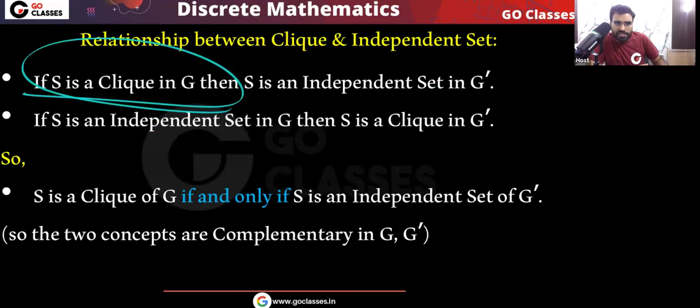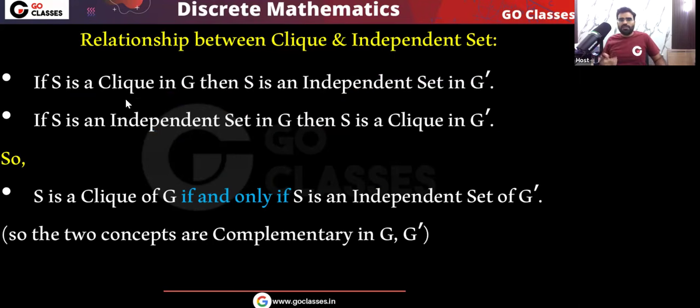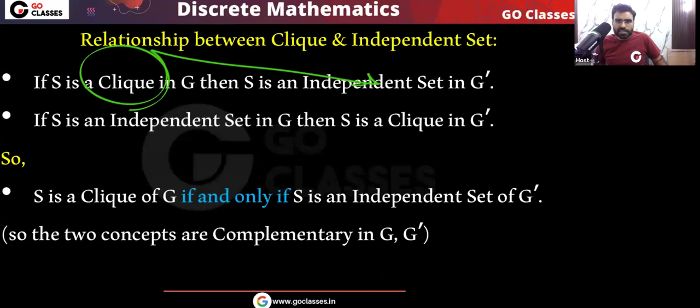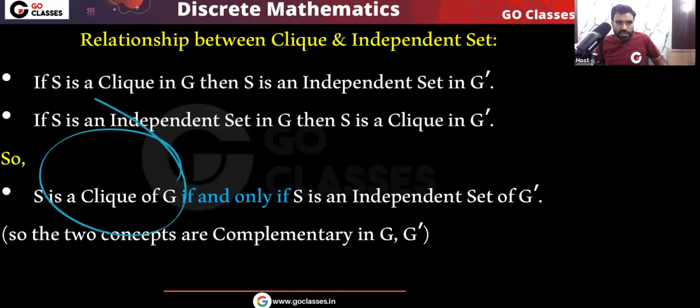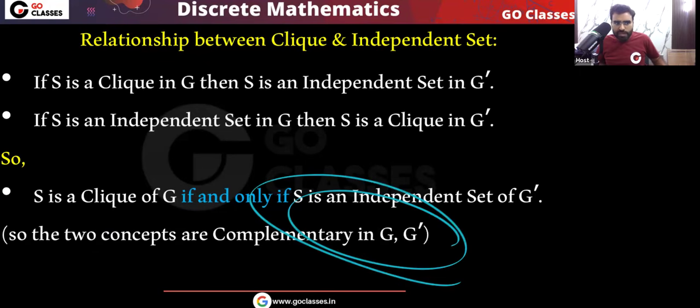So the relationship between clique and independent set. If S is a clique in G, then in G complement S will be an independent set. And if S is an independent set in G, then in G complement S will be a clique. Basically, when you complement the graph, then clique will become independent set and independent set will become clique. Okay, so I can say that S is a clique of G if and only if S is an independent set of G complement. So I can say these two concepts are complementary in G comma G complement.